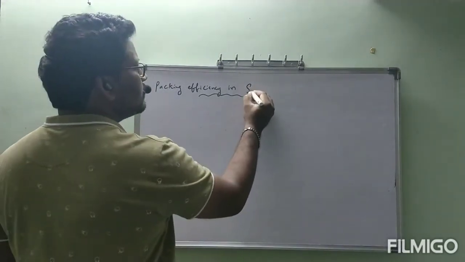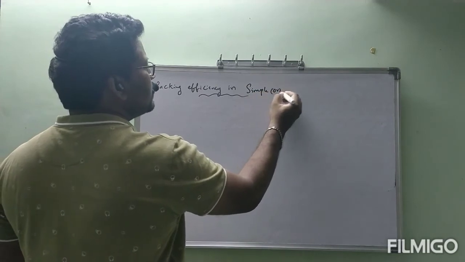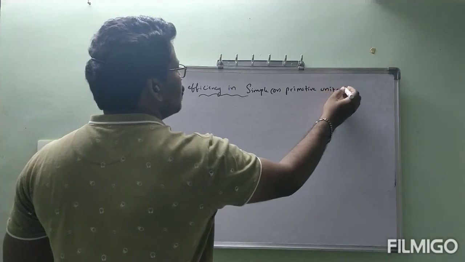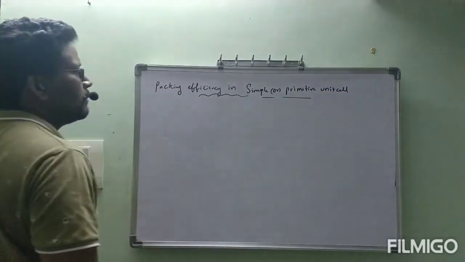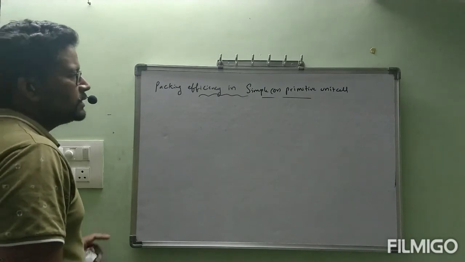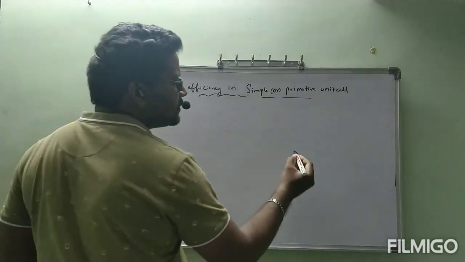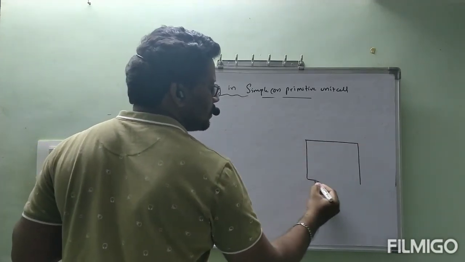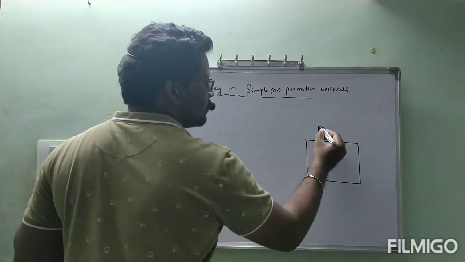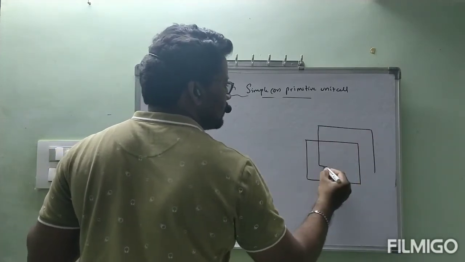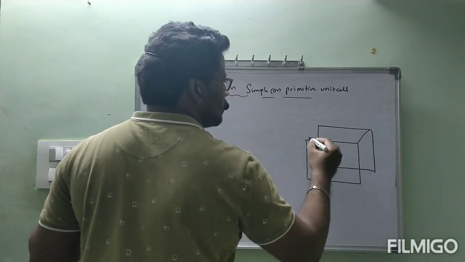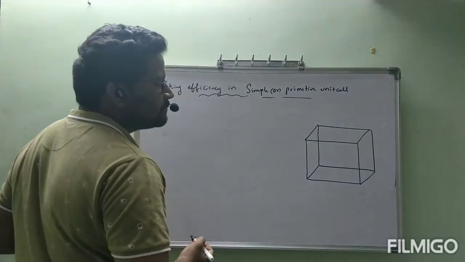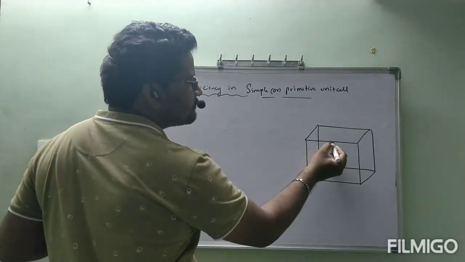Packing efficiency in simple or primitive unit cell. Packing efficiency in simple or primitive unit cell. First I will draw the simple or primitive unit cell. In the simple primitive unit cell, corners will be in touch with corner.